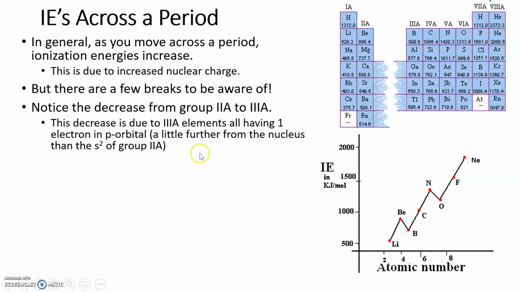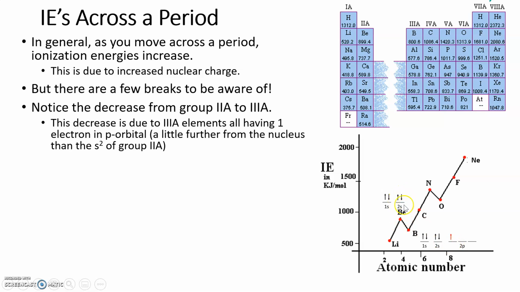The decrease is due to the fact that once you get to boron, here's boron, we have that extra electron in the 2p. That 2p is a little bit further out from the nucleus than the 2s. So here's beryllium. He's got his full 2s there. And here's that extra electron that boron has. That extra electron is in the 2p. It's not going to be as hard to take this electron because it's a little bit further from the nucleus.